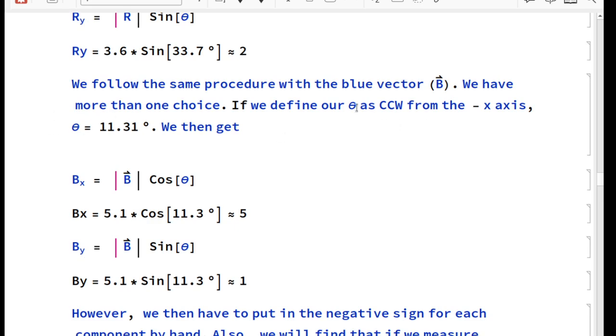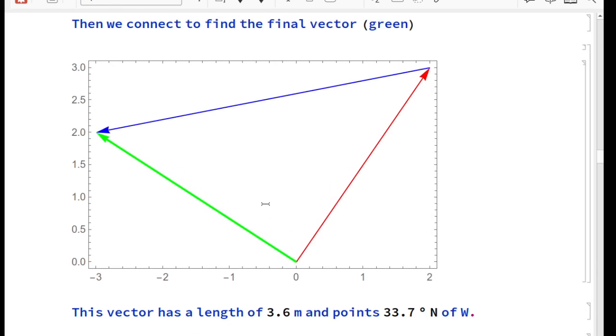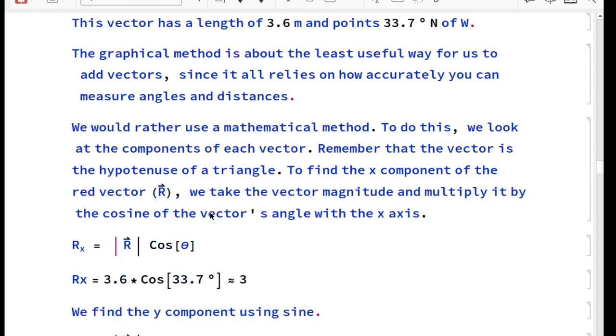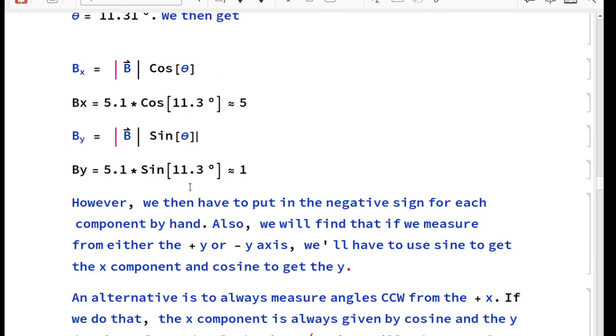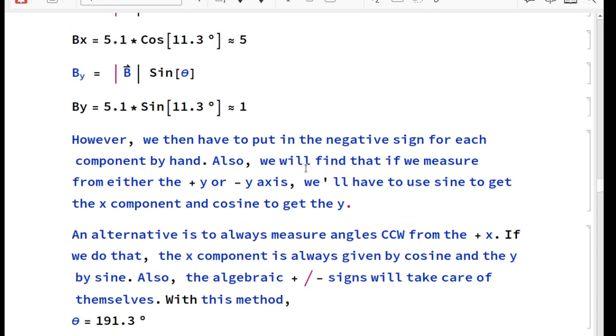Now, if we just say it's 11.3 degrees below the x-axis, in that case our x would still be cosine, our y would still be sine, but you notice we got positive numbers for both of those. We have to put in the minus sign. Since it's to the left and down, it's going to be minus x and minus y for our point here. We have to put those negative signs in by hand. If instead of 11.3 we do 180 plus that, or 191.3, then we'll automatically get negative 5 and negative 1.